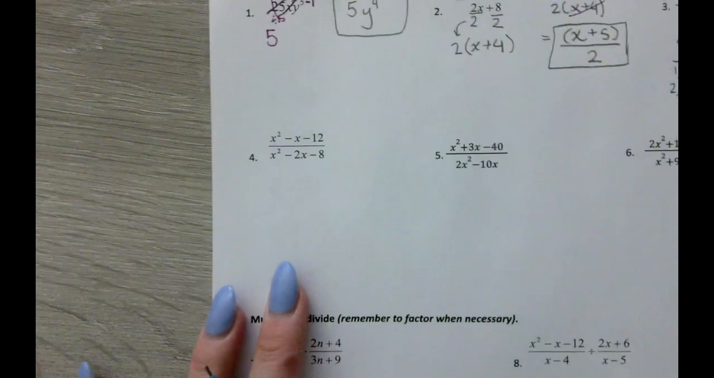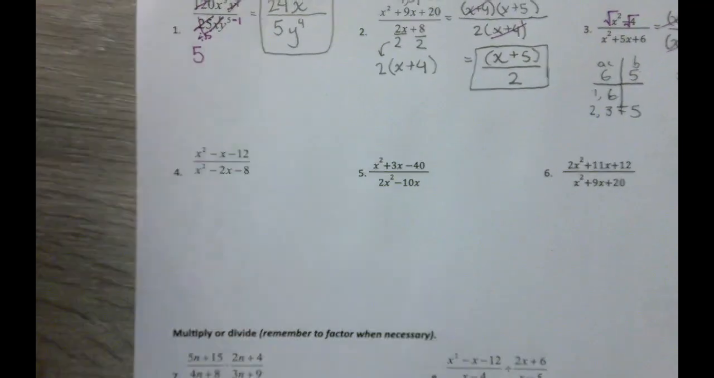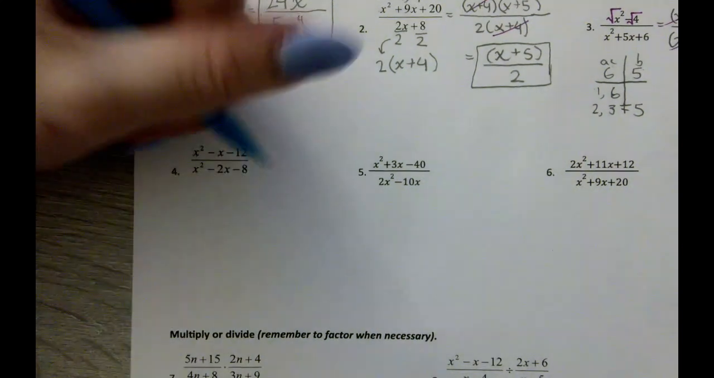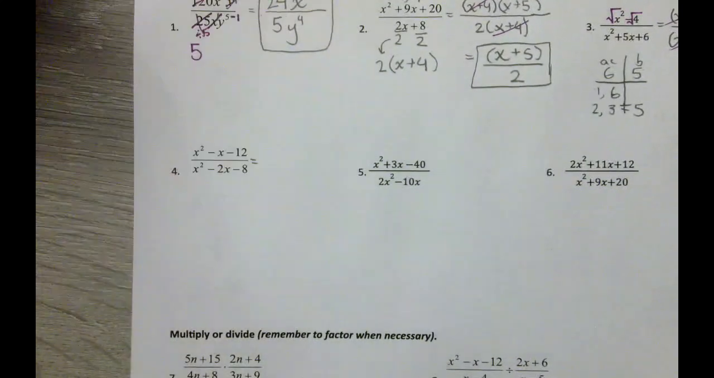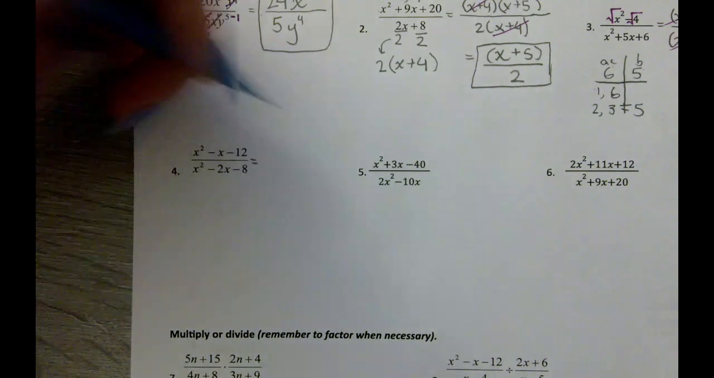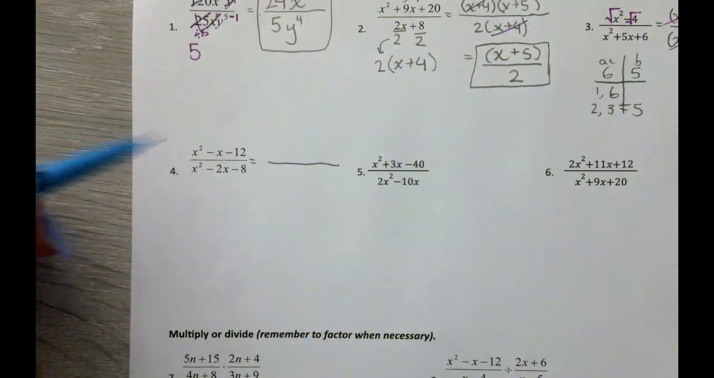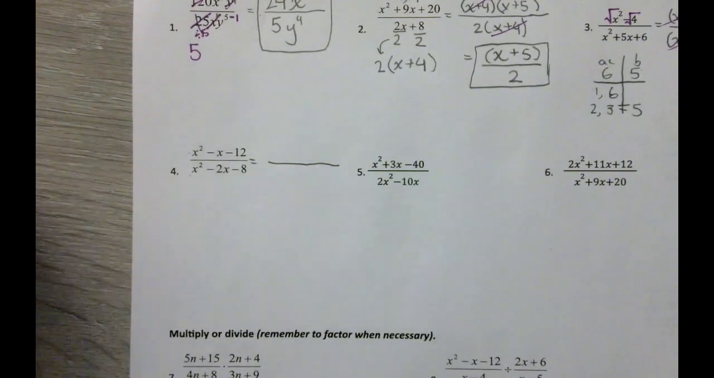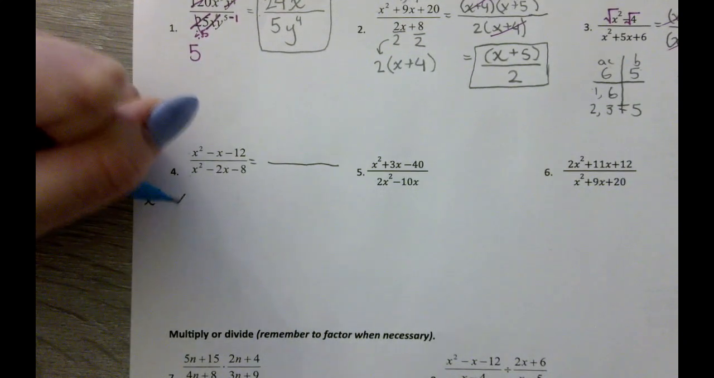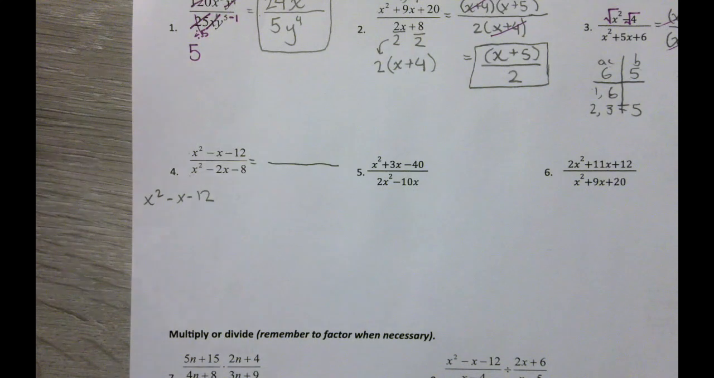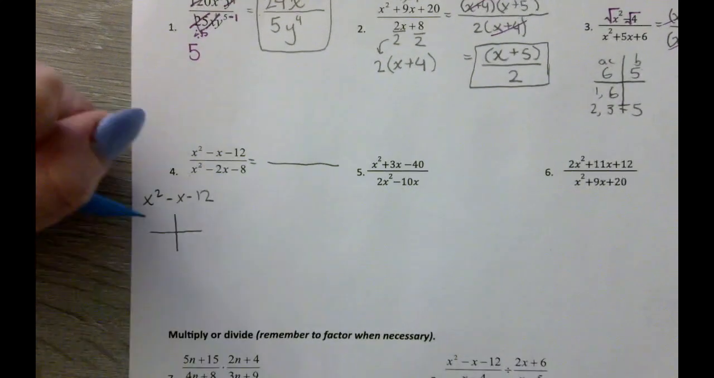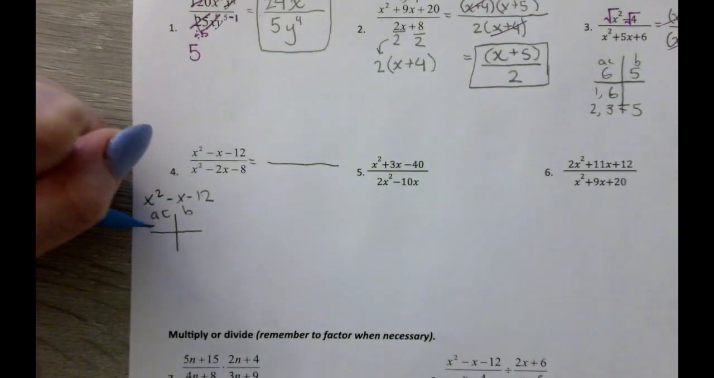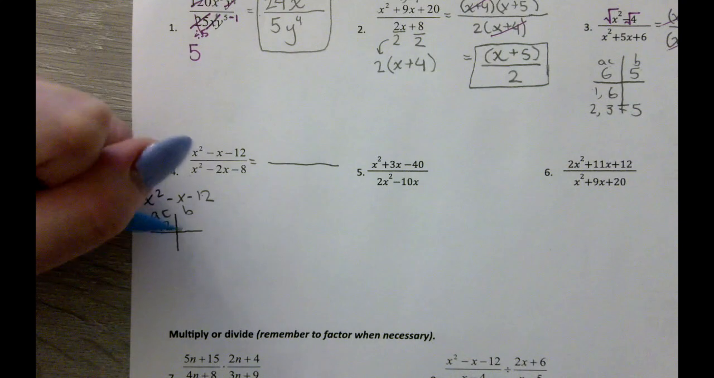Number 4. X squared minus x minus 12, x squared minus 2x minus 8. These are both 3 terms, so trinomials, and they have no number in front. So I just need an ACB chart for each one, and I will be able to get my answer. So x squared minus x minus 12, I'll do that one first. ACB chart. A is 1, so we look at C, which is negative 12. B is negative 1.